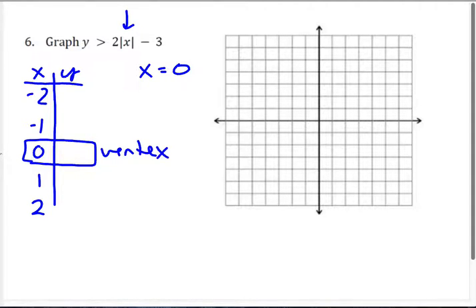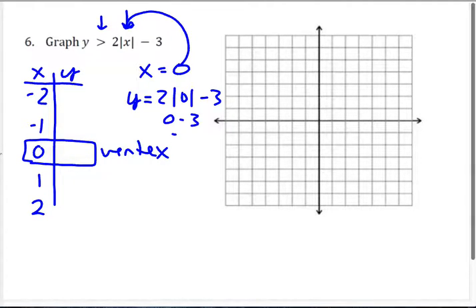Okay? So if I plug in 0 for x up here, I get y equals, I'll worry about the inequality when we shade it, 2 times absolute value of 0, minus 3. Well, absolute value of 0 is 0. 0 times 2 is 0. 0 minus 3 is negative 3. So there's the lowest point of this vertex. 0, negative 3, and it opens up.